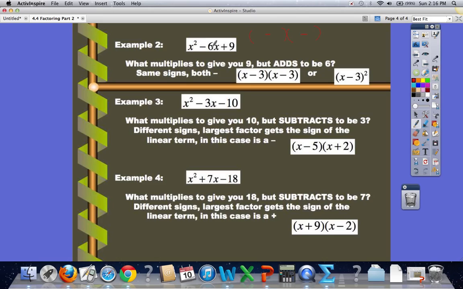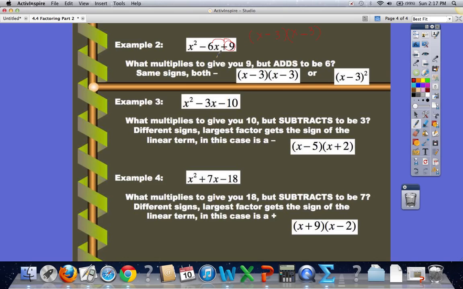Split up your x. We're almost done. We haven't even done anything yet. Look, we're almost done. Now you think to yourself, what multiplies to give you 9, but adds to be 6? Well, 1 and 9, they add to be 10. That doesn't work. 3 and 3, that adds to be 6, so it must be 3 and 3. If you want to distribute that back, you will get x squared minus 6x plus 9.